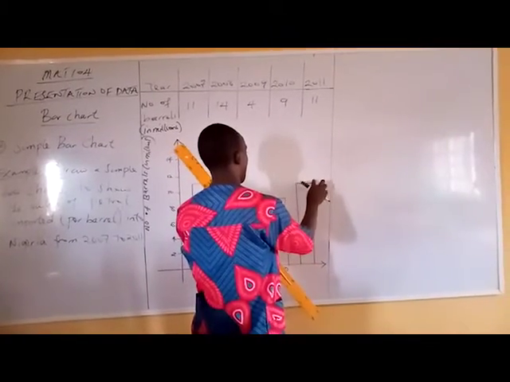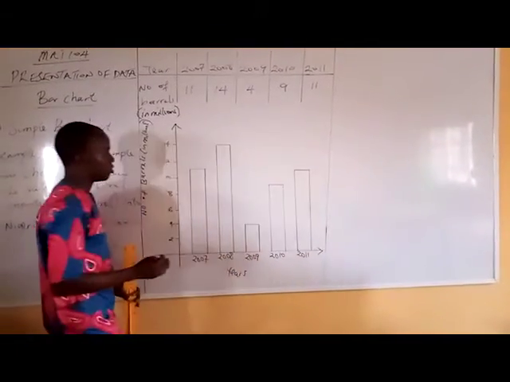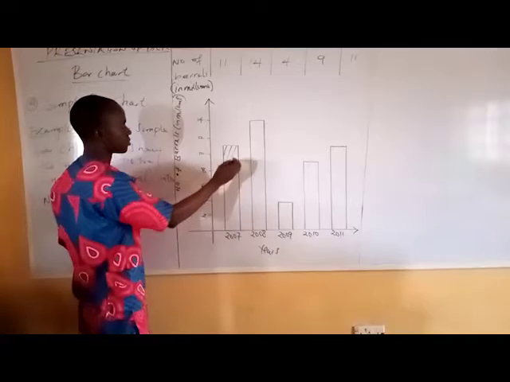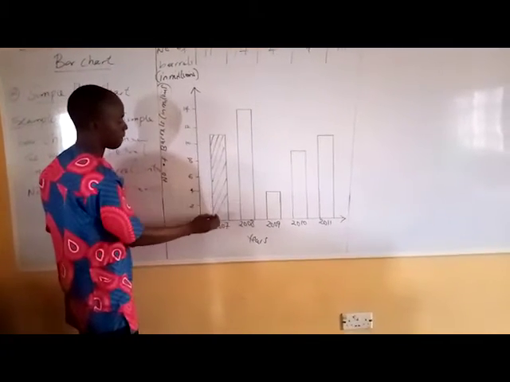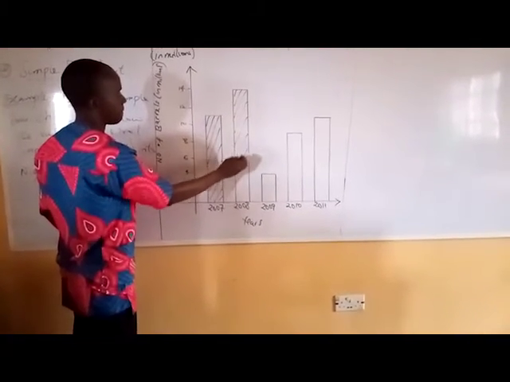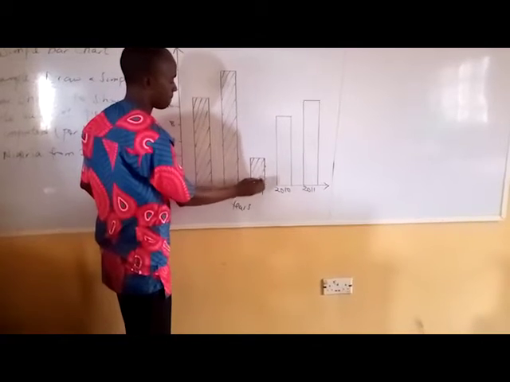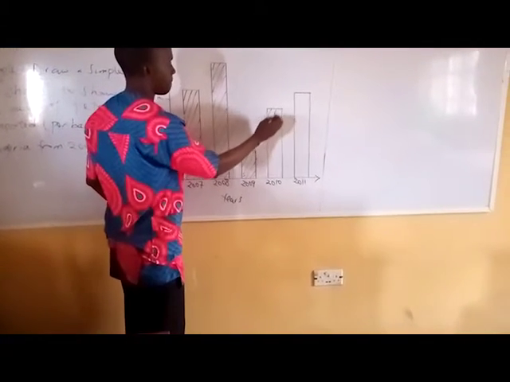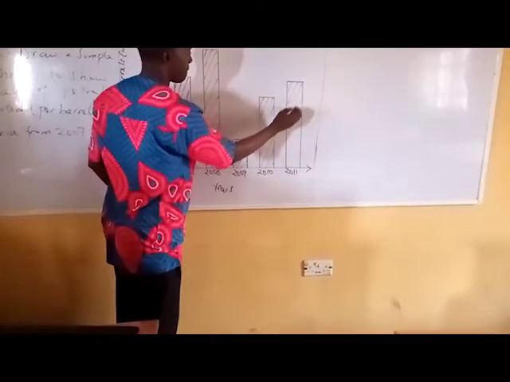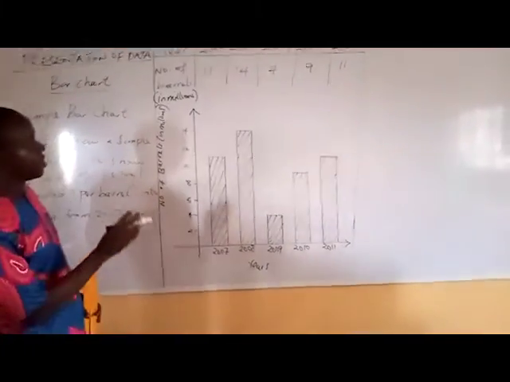Bring this up. So this is my bar chart. I can now shade it to make it look nice and solid. You can see now, that's my bar chart.